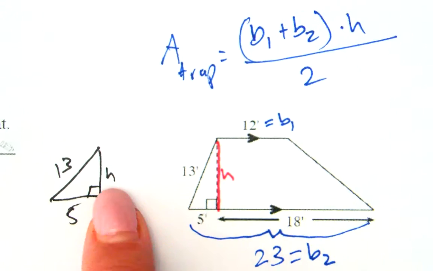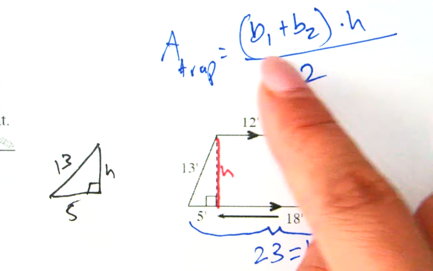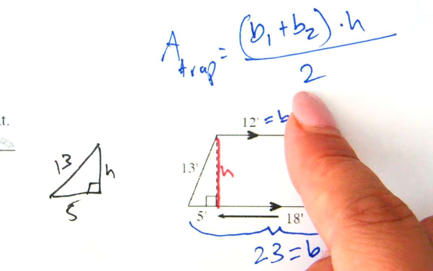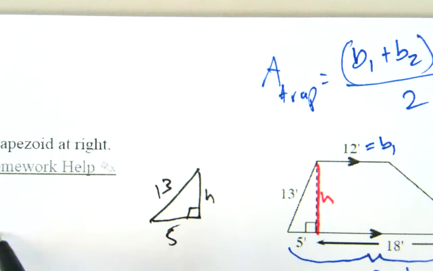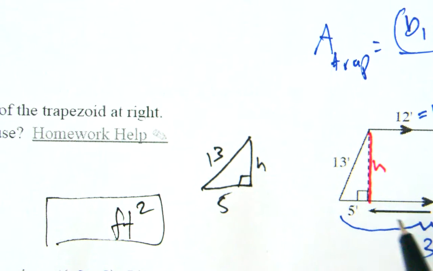Once you have that, then you can plug all of them into the formula. 12 plus 23, add that together, multiply by whatever you find for the height, and then divide everything by 2. When you find your answer, it should be in feet squared, because these are all feet, and you're finding area, so you have square.